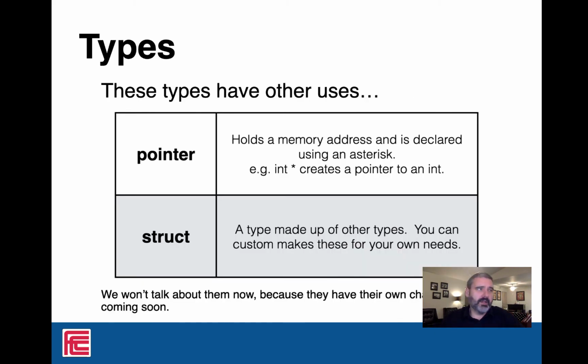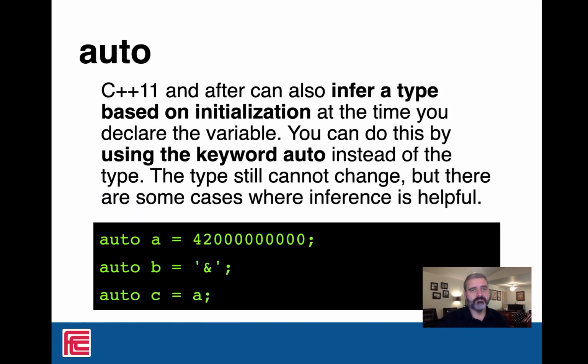Other types that we'll talk about later in the semester, pointers and structs. One is used to hold a memory address. The other is to use sort of your own type. So you can create your own structs that are essentially combinations of other types put together to represent something. We'll talk about those later because they have their own weeks.